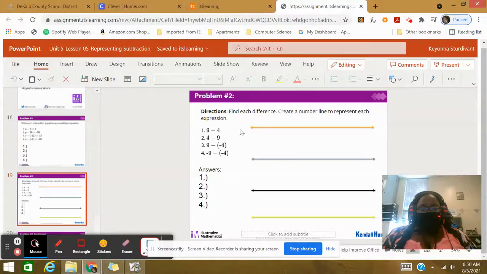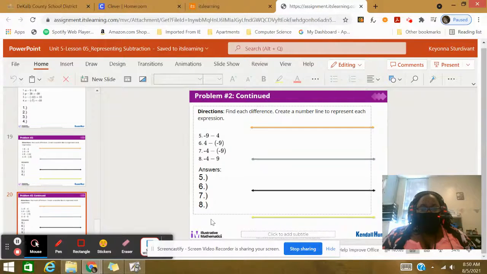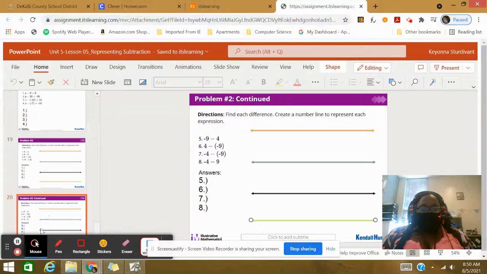This one says find each difference. So you're going to simplify each of these, put the answer here if you're doing a PowerPoint, and then create a number line to represent each expression. Okay. And then you'll do the same thing for 5 through 8. Simplify, put the answers here if you're doing a PowerPoint, and then finish the number lines that I put on here for 5 through 8. Again, if you have any additional questions, you can ask me during class time.